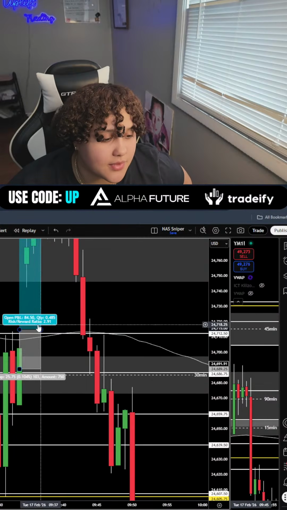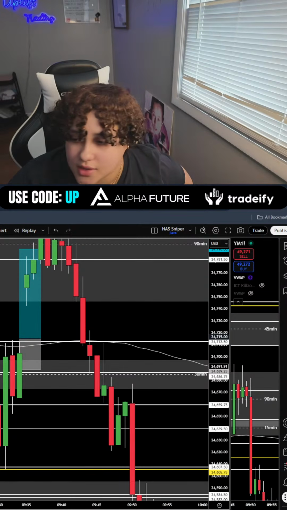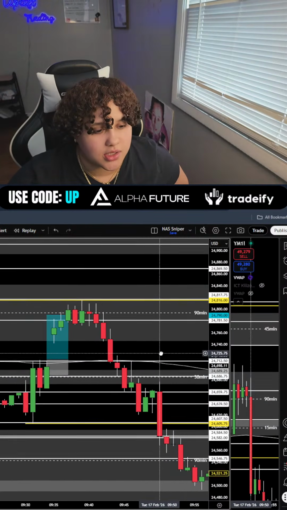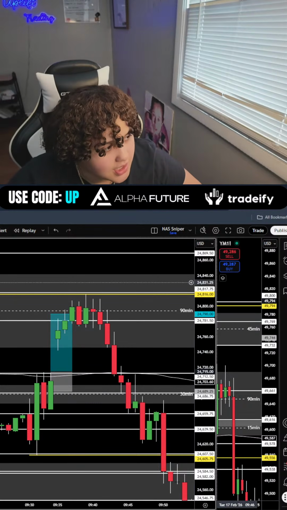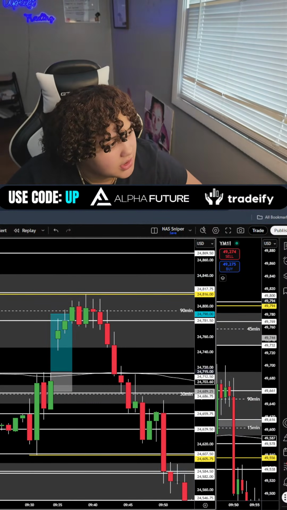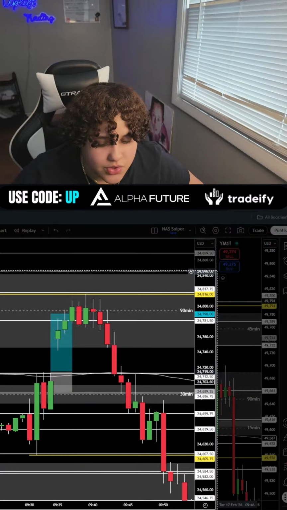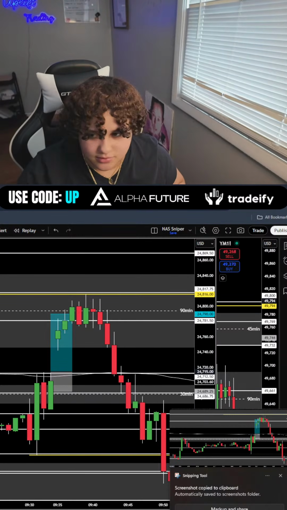And yeah, let me screenshot it. I don't know why it looks like this on my TradingView. It looks like it gapped up. Might just be my TradingView.